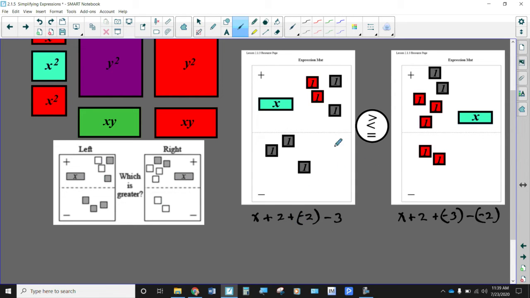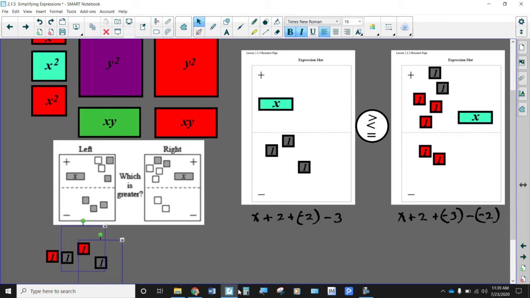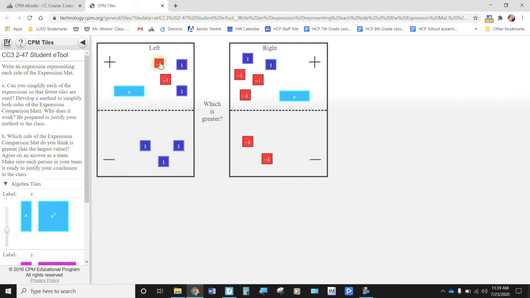Maybe we can go ahead and do that. Let's go ahead and take away, here's a 0 pair that we can make go away. And I'll just bring them down to here. Here's a 0 pair that we can make go away. And if you're using the online tool, then what you can do is this. You can just highlight all of them and hit the delete button, and they go away.